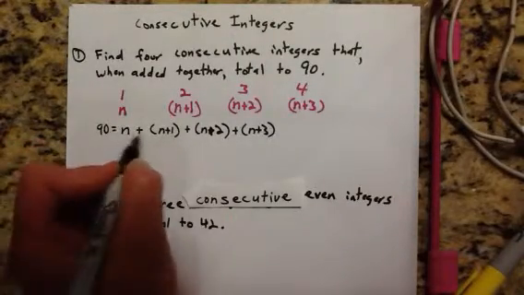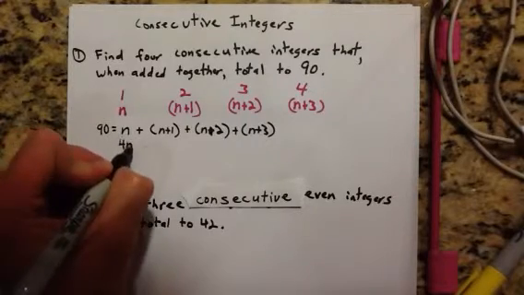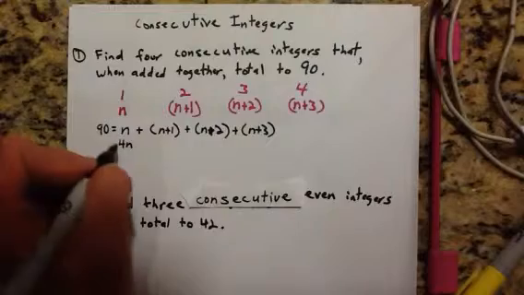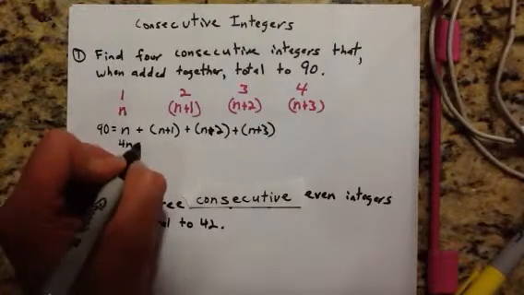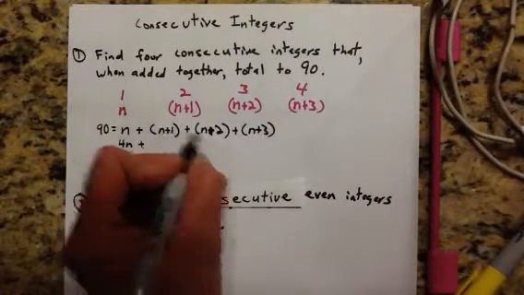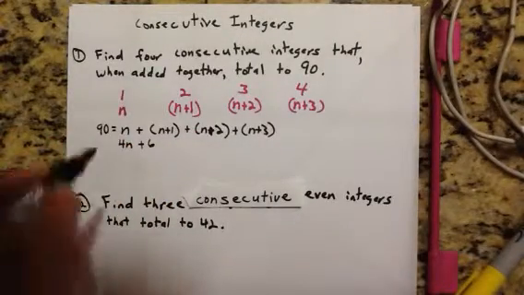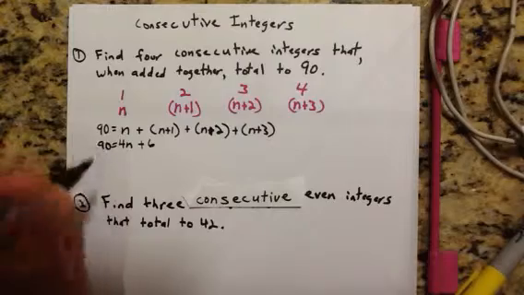Okay, our next step is combine like terms. So let's put all our n's together. There's 4n, 4 times n, same thing as adding 4 n's anyway, and then combine our whole numbers. 1 plus 2 is 3, plus 3 is 6. Okay, so that equals 90.